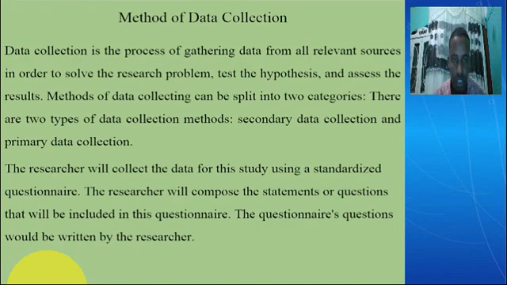Method of data collection. Data collection is a process of gathering data from all relevant sources in order to solve research problems, test the hypothesis, and assess the result. Data collection methods can be split into two categories: secondary data collection and primary data collection. The researcher will be collecting data for his study using standardized questions. The researcher will compose the statements or questions that will be included in the questionnaire. The questionnaire's questions would be written by the researcher.